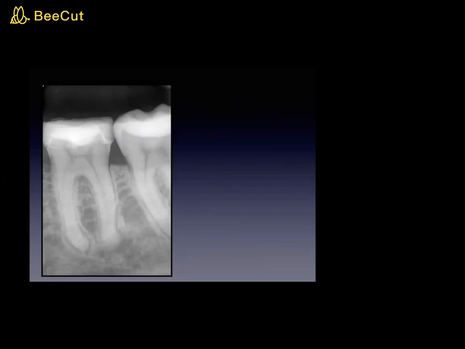Again, this is a vital case, but even then you can see that there appears to be some apical breakdown there as well. So you're not really sure, is it a necrotic case, partially necrotic, is it vital? But this patient presented with pain following the placement of that crown.